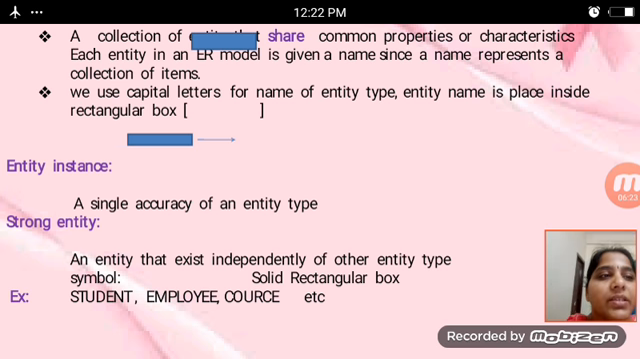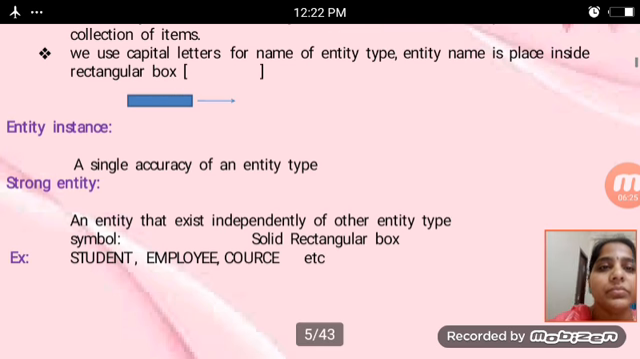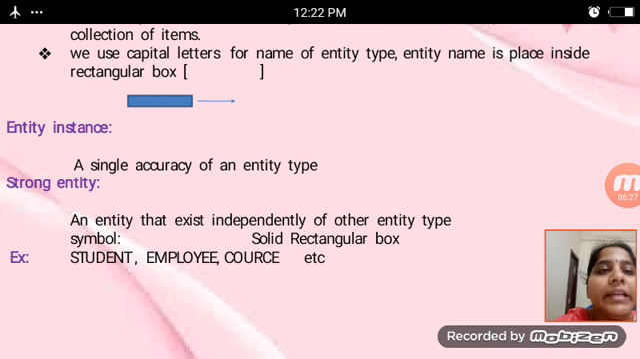And then next one is the strong entity. An entity that exists independently of other entities. Its symbol is a solid rectangle box. For this we use the strong entity. Earlier I told about the strong entity in the above shown figure, a solid rectangle box. For example, I am taking here a student and employee and then course, etc. This is about a strong entity.